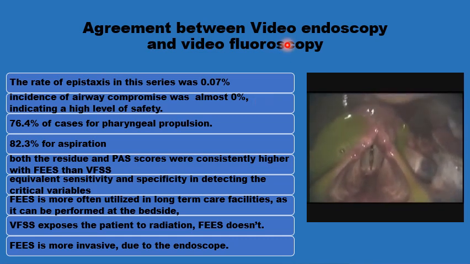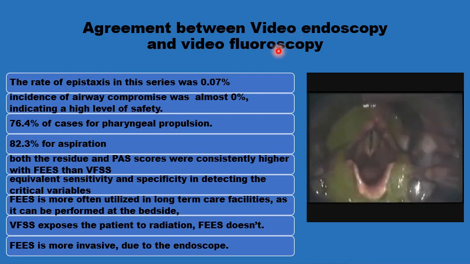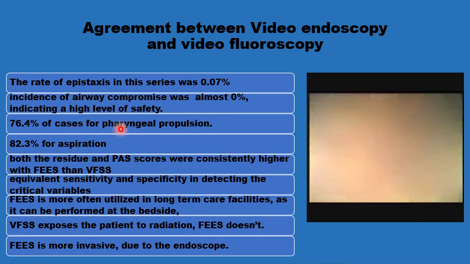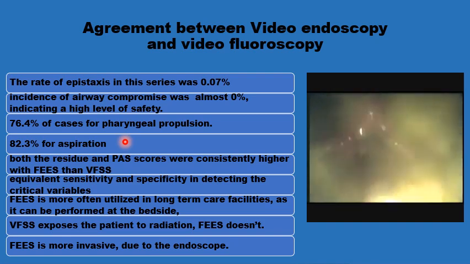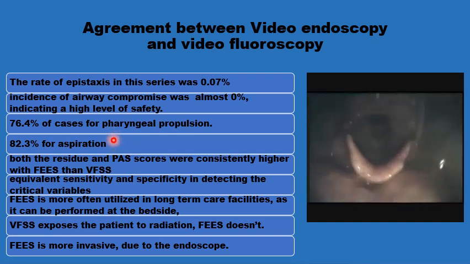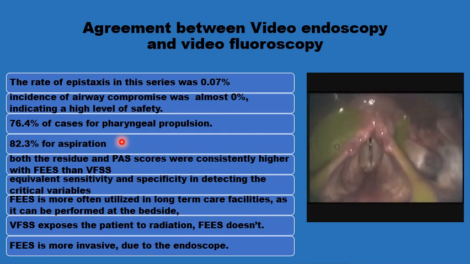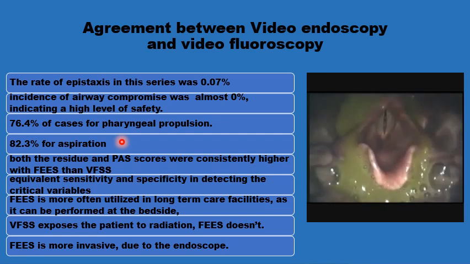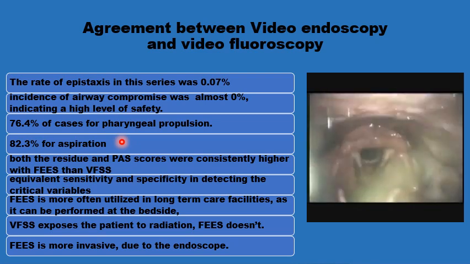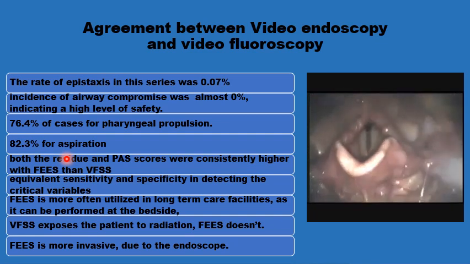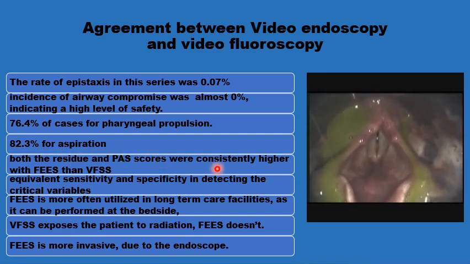The two techniques, the endoscopy and the fluoroscopy, give the same diagnosis and the same staging in more than three quarters of patients who have pharyngeal propulsion dysphagia and more than 80% of patients who have aspiration. They would reach the same conclusion. That's a very high level of agreement. But when they differ, it is the video endoscopy that would tend to overstage the degree of dysphagia or the degree of aspiration. There is a tendency for the video endoscopy to have higher scores in the penetration aspiration scale compared to the video fluoroscopy, and the same applies to the bolus residue scale for quantification of the pharyngeal residue.